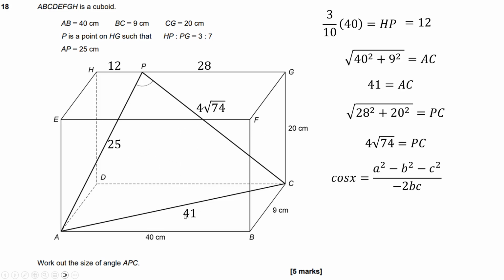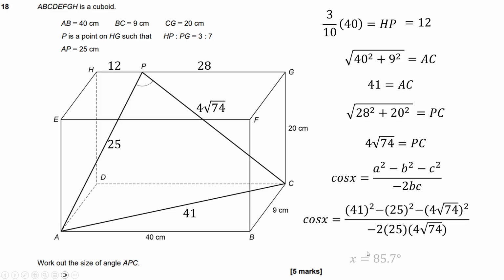Remember that this one is a, so the opposite side is a. And then this is b, this is c. So it's 41 squared minus 25 squared minus 4 root 74 squared, over minus 2 times 25 times 4 root 74. To get that, inverse cosine on both sides to get x is 85.7 degrees. So this one is 85.7.